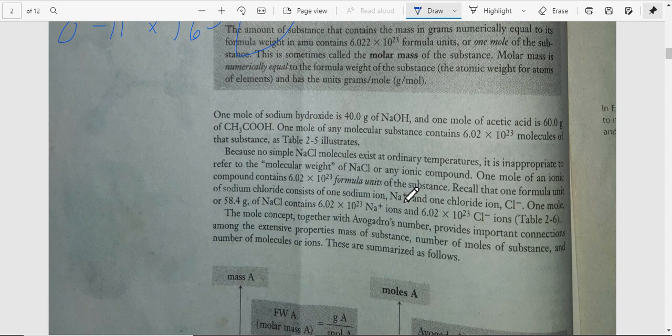NaCl is an ionic compound. One mole of an ionic compound contains 6.02 times 10 raised to 23 formula units of the substance. Recall that a formula unit of sodium chloride consists of 1 sodium ion, Na plus, and 1 chloride ion, Cl minus. Then 1 mole, or 58.4 grams, of NaCl contains 6.02.